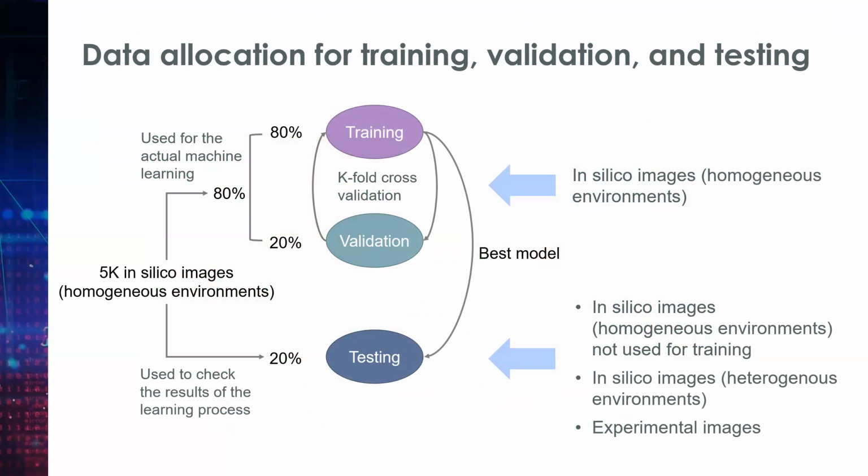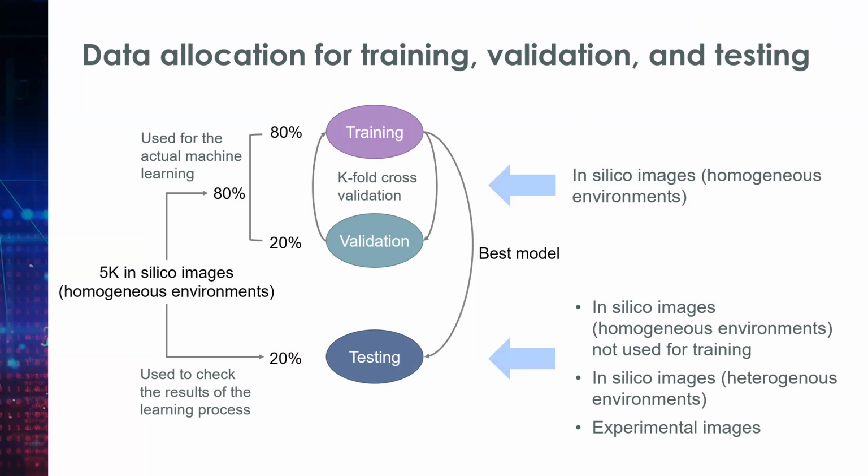We allocated the data set for training, validation, and testing as follows. We generated 5,000 in silico images under homogeneous environments, where interaction coefficients are assumed not to change in space, and split them into 80% and 20% for training, validation, and testing. The trained model was then used to predict interactions for the following three cases.